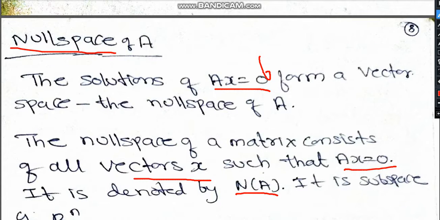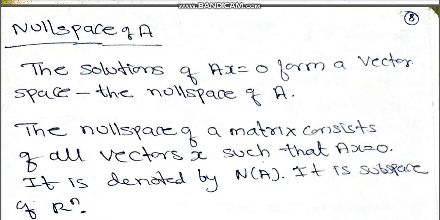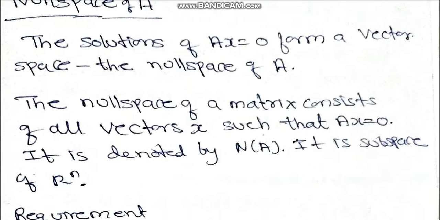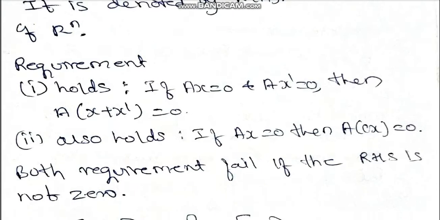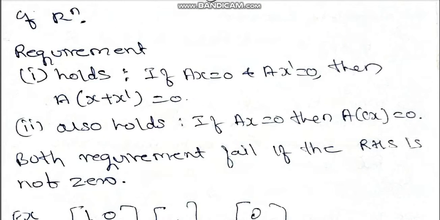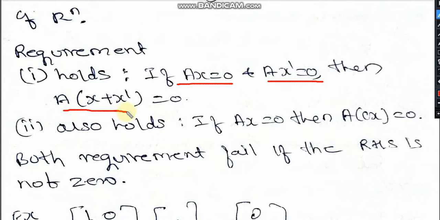What will be the subspace? It will be spanning R raised to n, because the number of columns and the number of vectors are n. So all the n columns it will be spanning, and the range of the null space of A is R raised to n. So what are the requirements? These are the requirements for the null space. If Ax equals 0 and Ax' equals 0, then automatically A of (x plus x') should also be equal to 0.